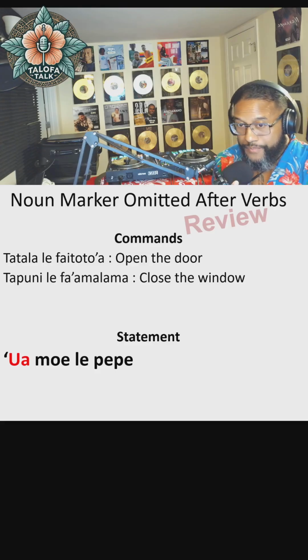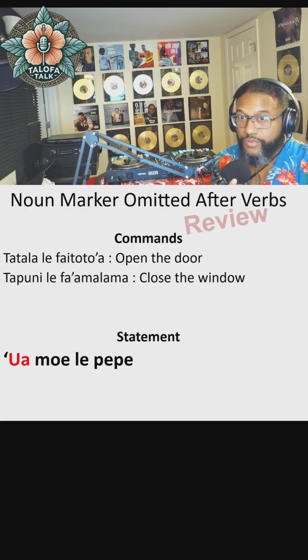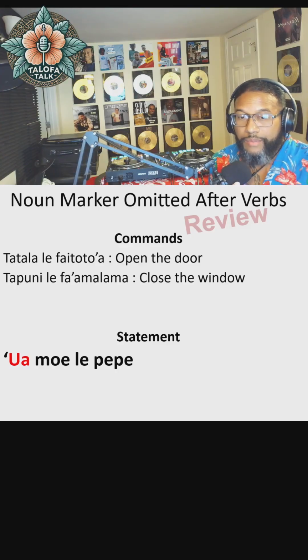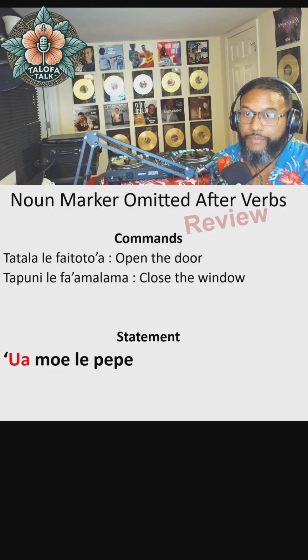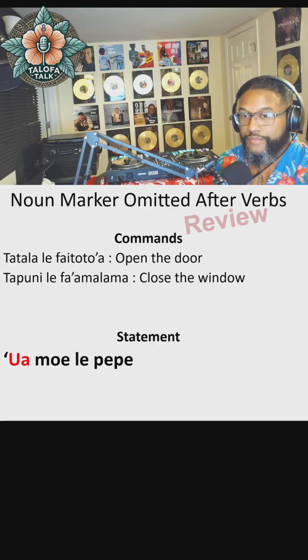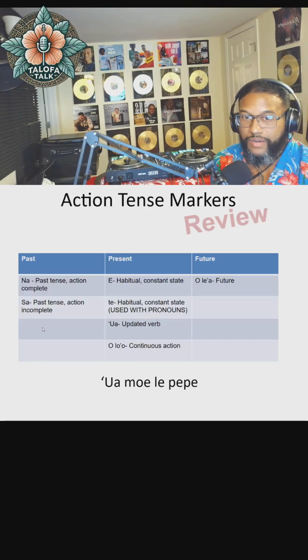Ua is a tense marker that indicates a change in the situation. When you were here, you were holding the baby, talking to the baby or whatever. But now the baby is asleep. The baby is sleeping. That's the change in the situation. So ua moi, the baby is now asleep. I spent more time than I wanted to on that.